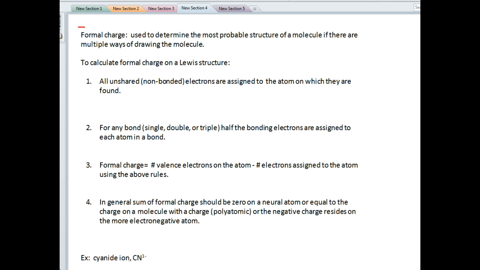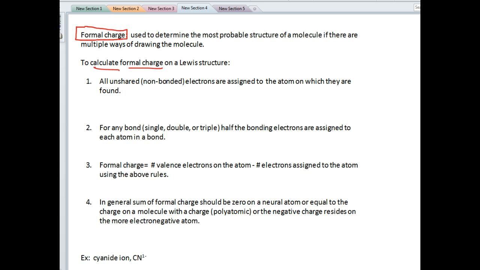We have this idea called formal charge, and formal charge is used to determine the most probable structure of a molecule if there are multiple ways to draw the molecule, and we're going to find out that there are multiple ways to draw a molecule. So we use formal charge to predict these multiple ways. And now we're going to do some calculations of formal charge on a Lewis structure, and this is how we do the calculations, and then we apply these rules.